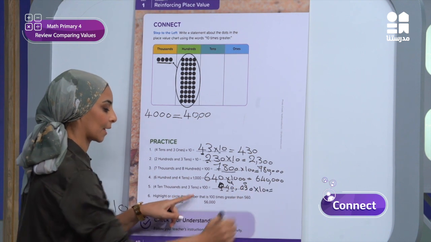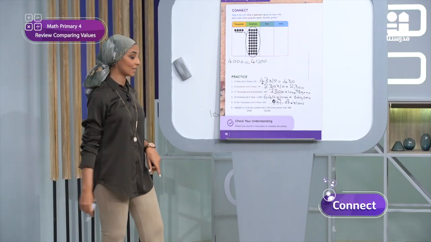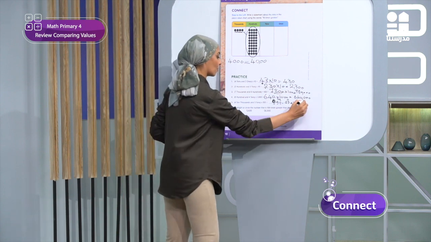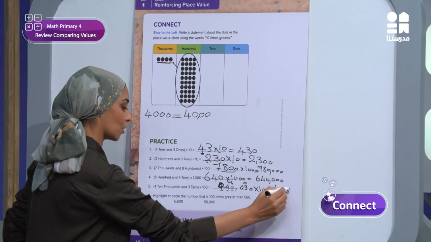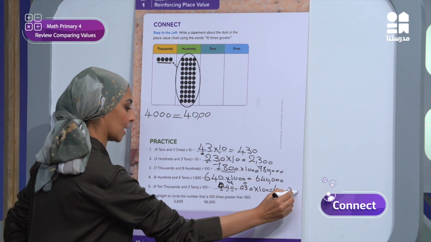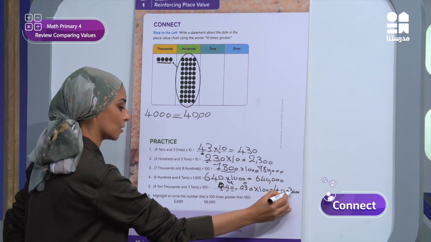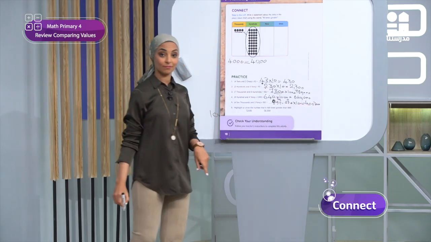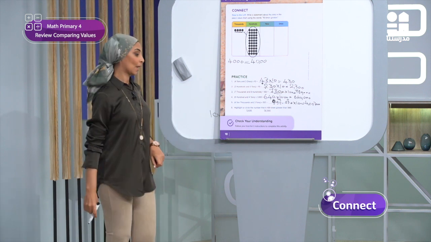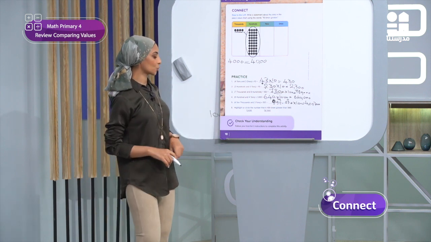100. Can you make it? Yes, it's very easy. It will be 40030, and I will add 2 zeros for the 100, right? Is it easy? Right, let's move to the last one.